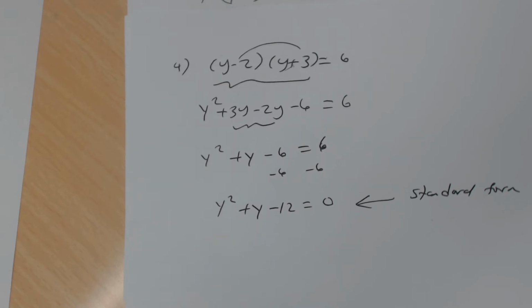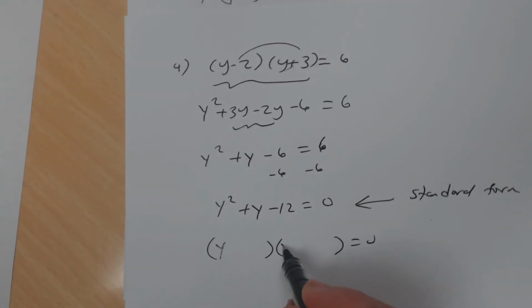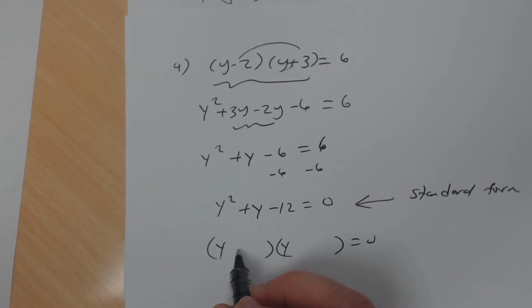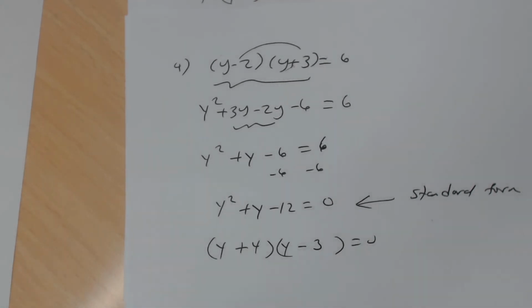And now you factor, and then you would use the zero factor property. So now 0 is by itself. So y, the last sign's negative. These signs in here are different. I need to get a negative 12 in the end, so this would have to be a positive 4, and this would have to be a negative 3.